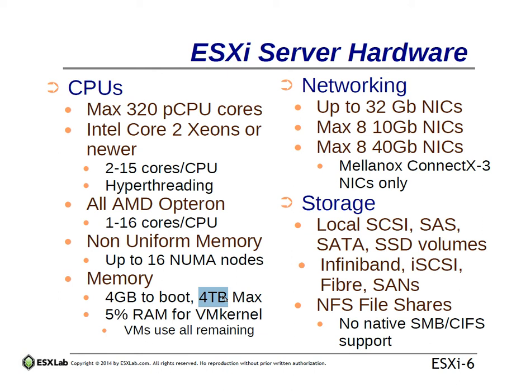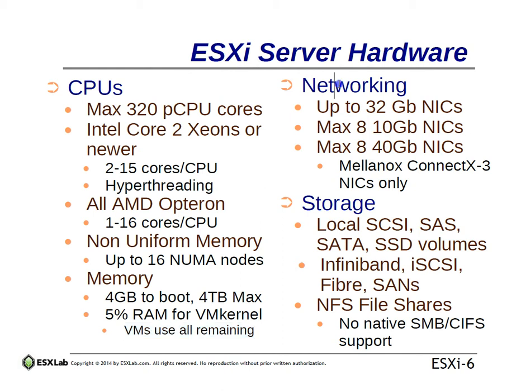Now, here's what ESXi does. ESXi examines all available RAM and then reserves 5% of RAM for use by the VM kernel. The VM kernel, again, is the core of the ESXi operating system that owns the hardware and is responsible for running virtual machines. So 5% is used by the VM kernel. All remaining RAM is available for VM use. So that's CPU and memory.